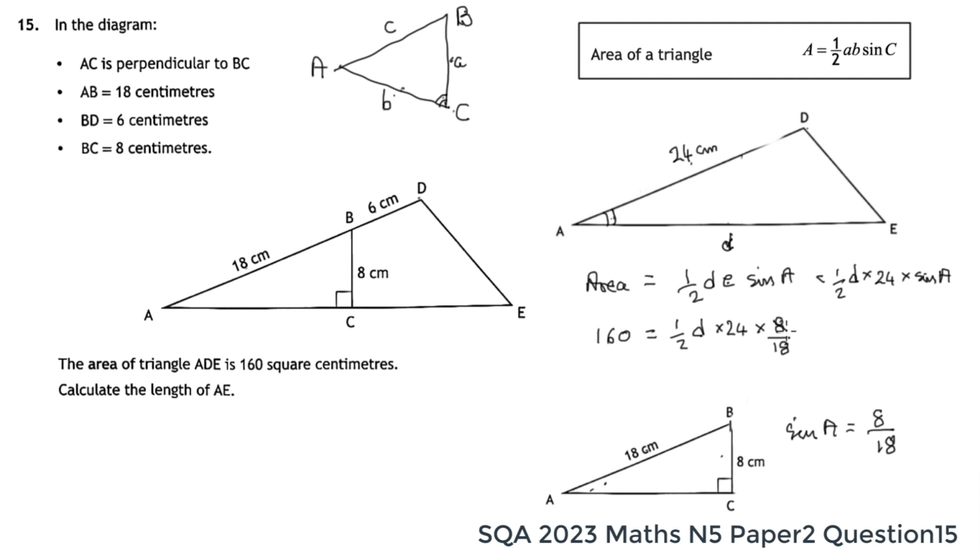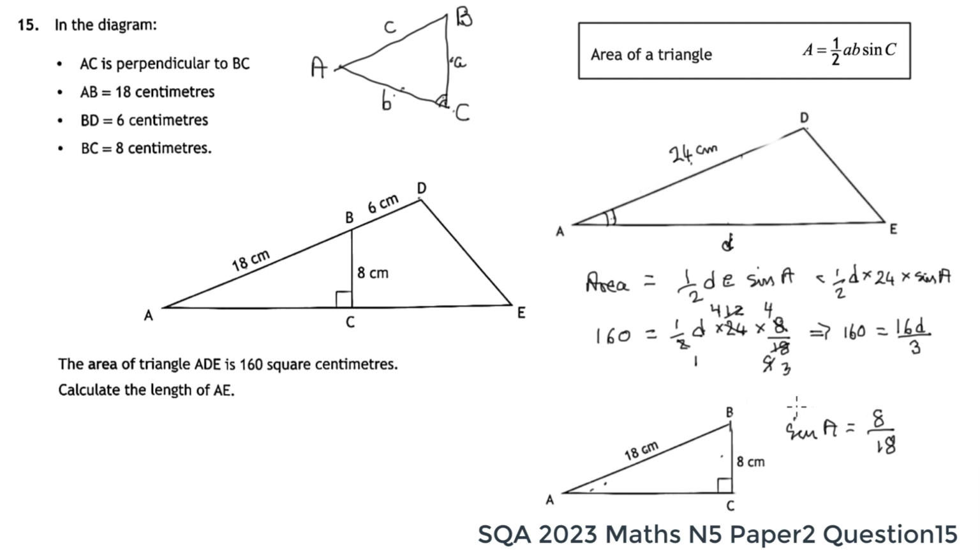Now 8 over 18, 4 over 9. Cancel that 2 and this 24 to get 12. We can do even better. 3 goes into 9 3 times. 3 goes into 12 4 times. There's a bit of a mess now, so let's see what we've got. On the right hand side we've got d times 4 times 4. That's 16d on the top of the fraction. Underneath we've got a 3 left here, and that's it. So we've got 160 equals 16d over 3.